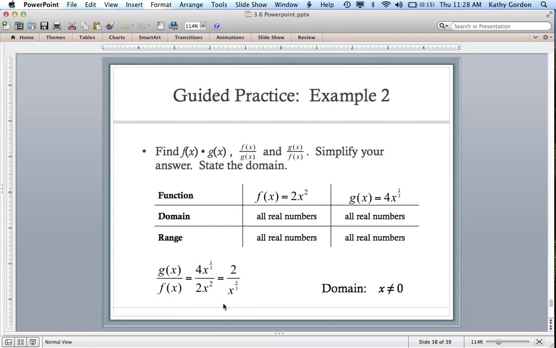And similarly, if we turn it around to take g over f, now it's the 2x squared that's in the denominator. x equal to 0 is still the value that I cannot use, and so my domain is still that x is not equal to 0. Everything else will work because of my all real numbers up here. I just cannot use 0.